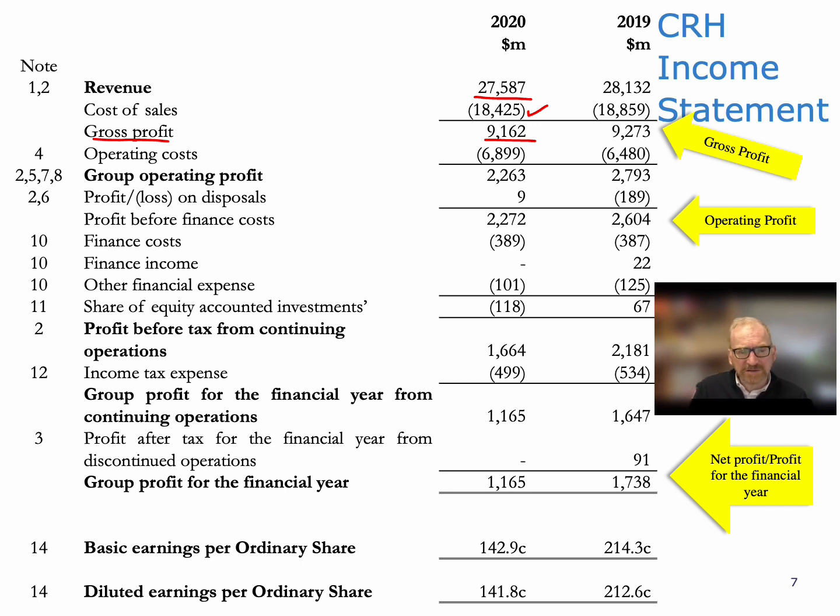We then subtract operating costs. Those are all the other costs of the business, and they, for CRH, amount to $6.8 billion, giving us a group operating profit of $2.2 billion. And you can see that's down a bit from the previous year. That's probably because 2020 was a COVID year. So CRH were probably not able to manufacture and sell as many products as they normally would be.